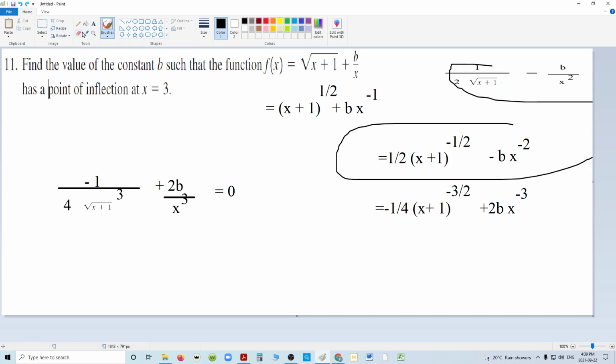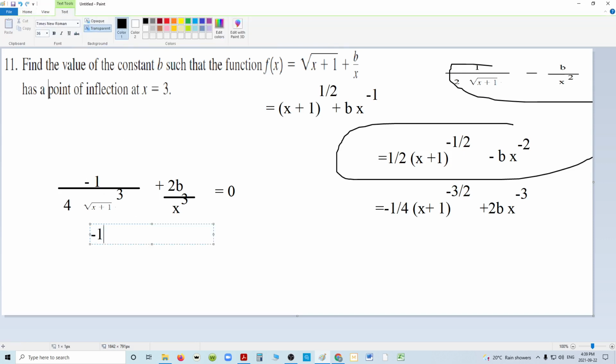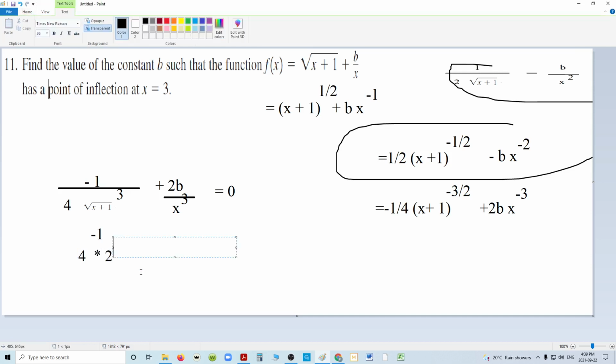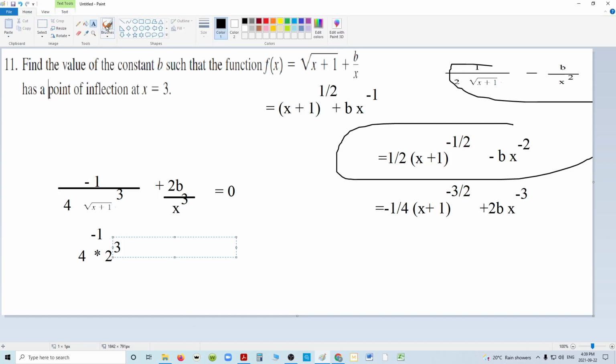So I get minus 1 over 4. And what's 3 plus 1 in that square root bracket? It's the square root of 4, which is 2, to the power of 3. That's all that means, because the square root of 4 is 2. So what do I get here?